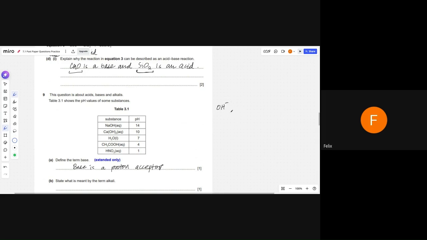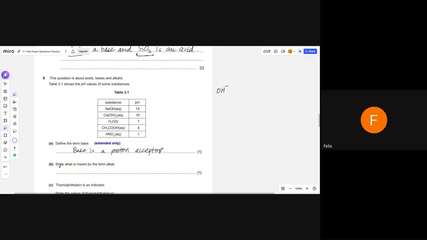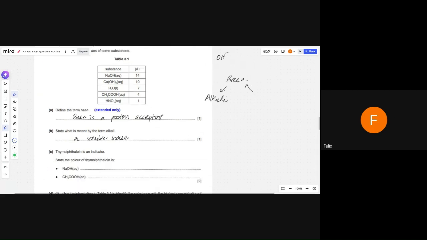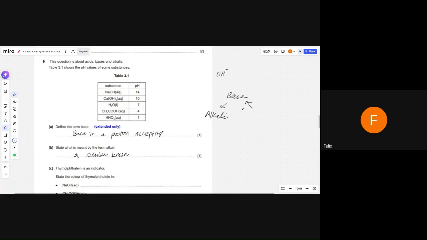ions in aqueous solution. Now state what is meant by the term alkali. It is a soluble base. Bases are of two types, soluble and insoluble. If a base is soluble, that is called an alkali. If it is insoluble, the name remains the same, base. Both of them have a pH of greater than 7.